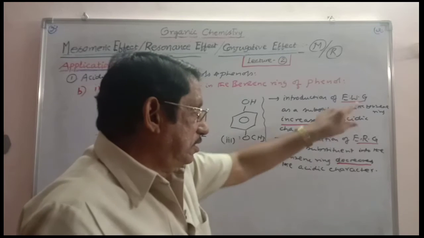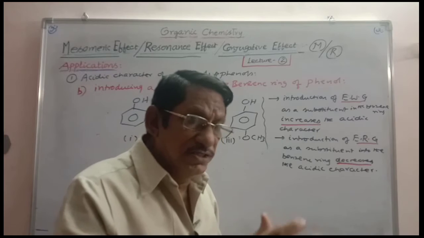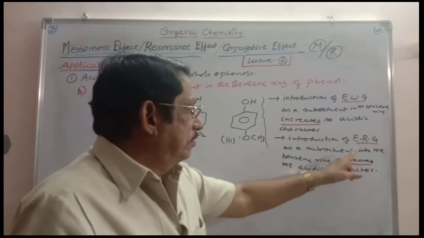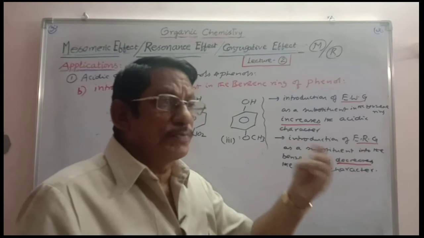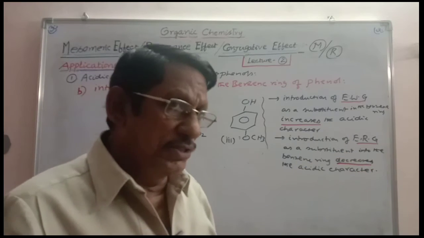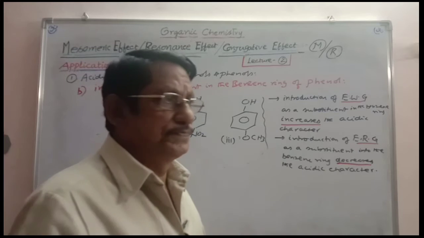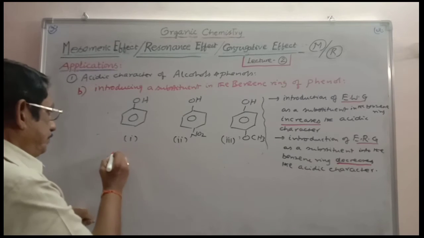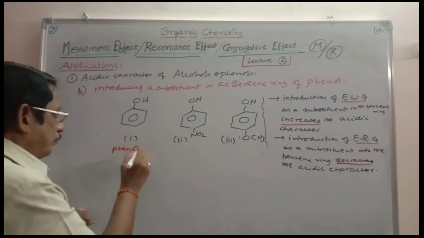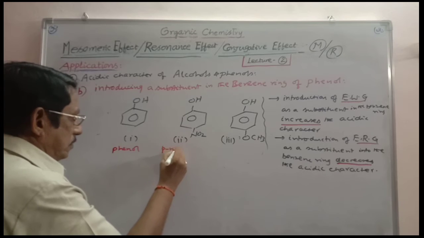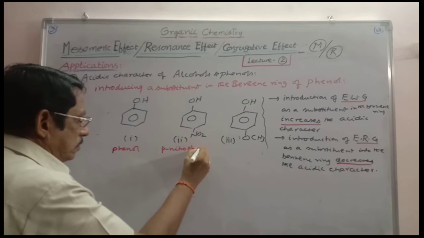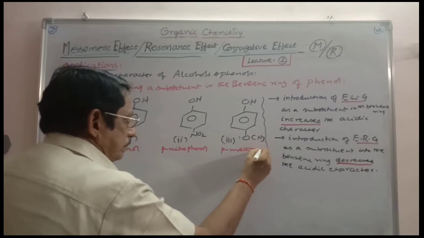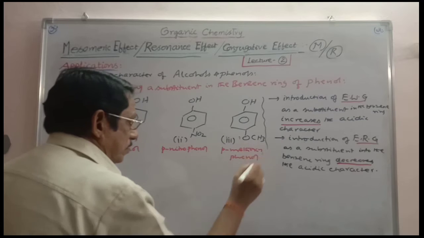That means whenever an electron withdrawing group is introduced, it facilitates the easy release of proton and thereby enhances the acidic character. Whenever an electron releasing group is introduced, the release of proton becomes difficult, and so the acidic character of phenol will be decreased. Now we are taking these three examples. One is phenol, the other one is paranitrophenol, the other one is paramethoxyphenol. These three groups are considered now.